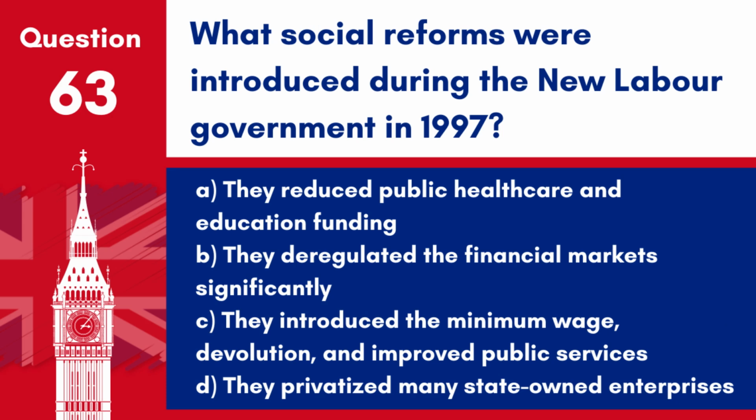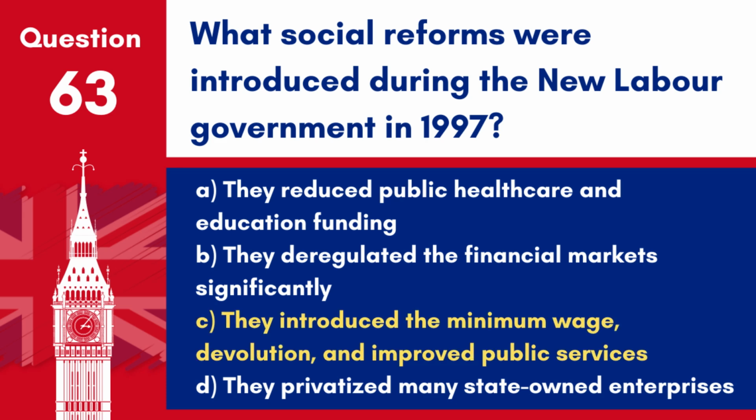Question 63. What social reforms were introduced during the new Labour government in 1997? A. They reduced public health care and education funding. B. They deregulated the financial markets significantly. C. They introduced the minimum wage, devolution, and improved public services. D. They privatized many state-owned enterprises.